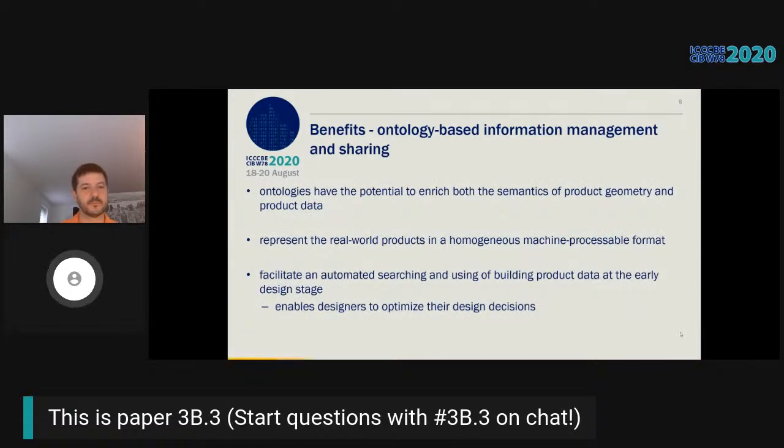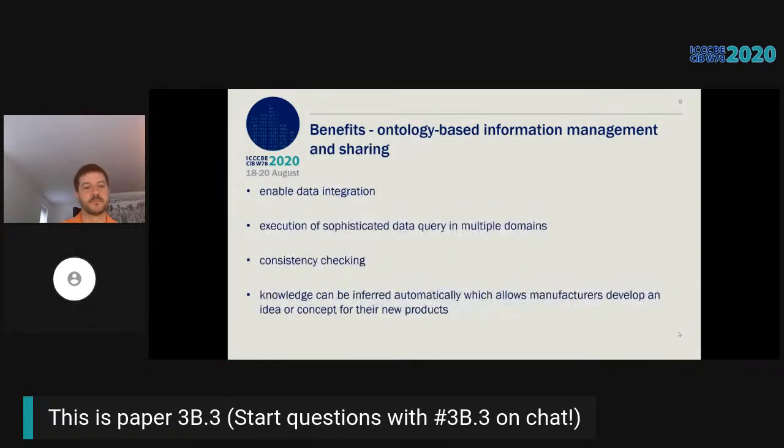Ontologies have the potential to enrich both the semantics of product geometry and product data, which enables representing the real-world product in a homogeneous and machine-processable format. It also facilitates automated searching and using of product data at the early design stage. It enables data integration, execution of sophisticated data queries in multiple domains, consistency checking, and logical inference that allows manufacturers to develop an idea or concept for their new products.